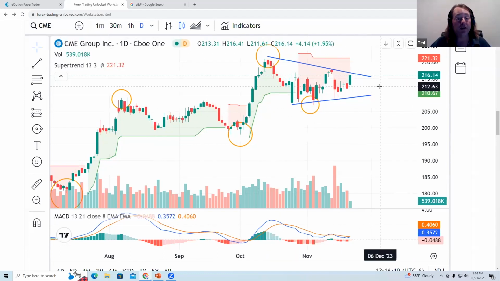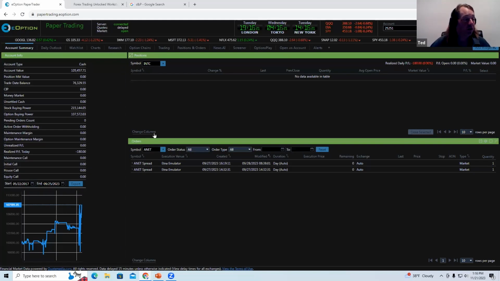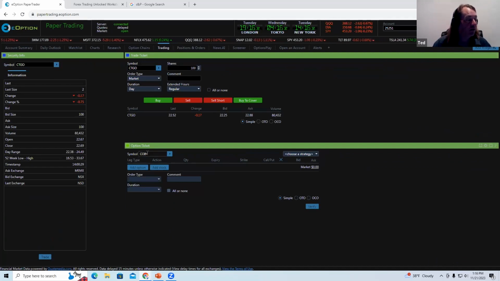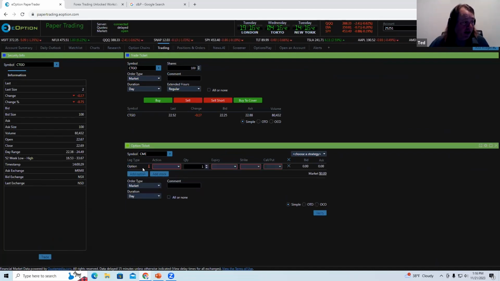CME, and we know the market's trading at 216. So let's go right now to CME. We put in our stock. Whoops, got put on trading, my bad. There we go. We're going to put in CME for our symbol for our option ticket. So now we're going to do add option.